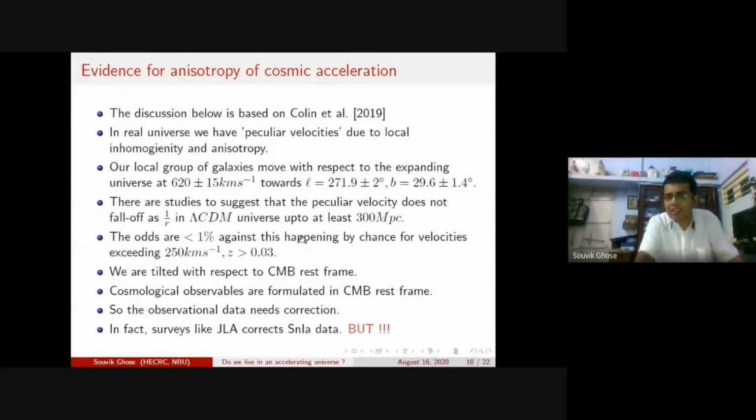And there are studies that suggest that peculiar velocity does not fall off as 1/r in a lambda CDM universe. And there are studies confirming it up to at least 300 megaparsec.